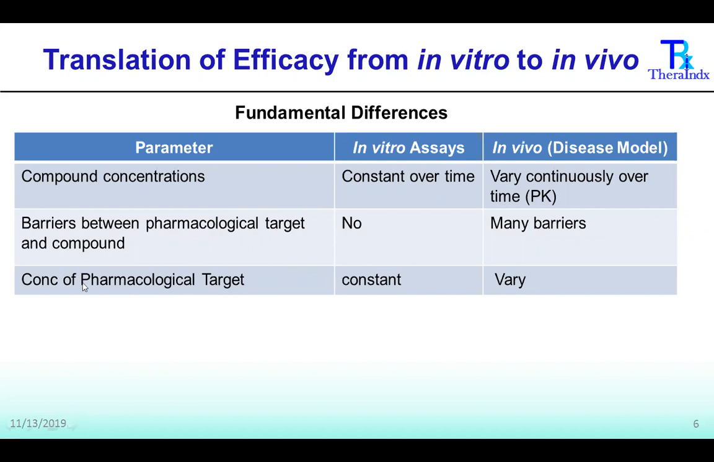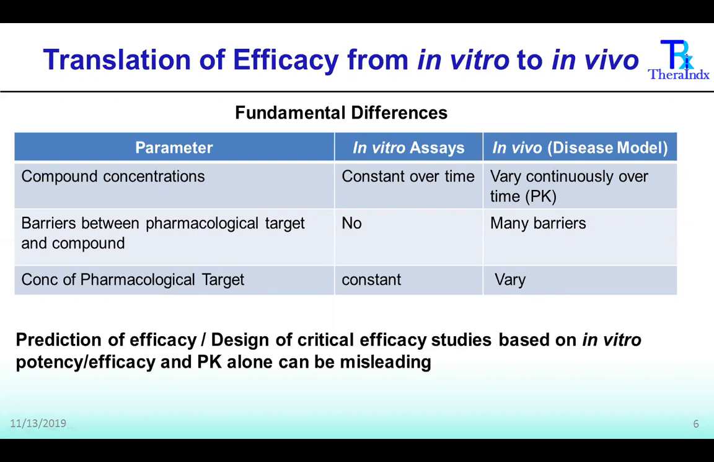Third point is that the concentration of the pharmacological target itself could be different. It remains essentially constant in an in vitro assay, for example, enzyme assays, and it could vary in vivo. The pharmacological target turns over, that is, synthesis and breakdown. So prediction of efficacy or the design of critical efficacy studies based on in vitro potency and PK alone can be misleading.